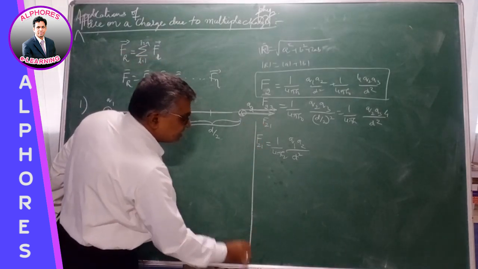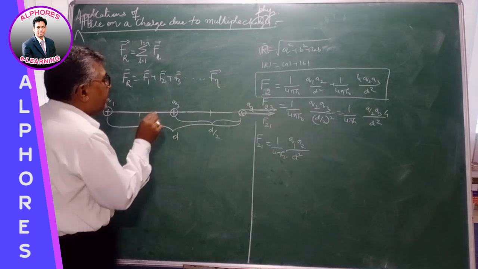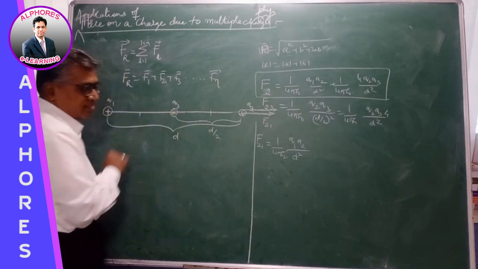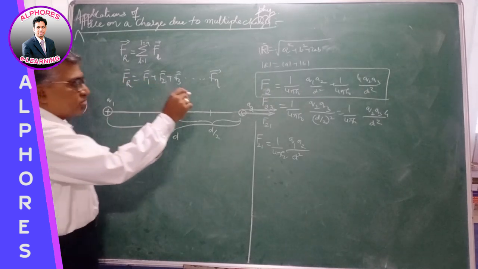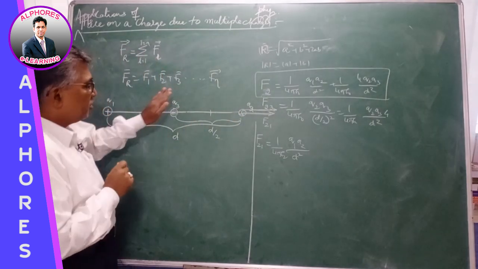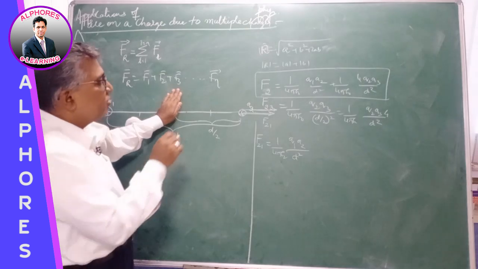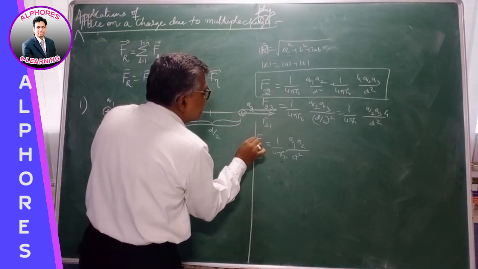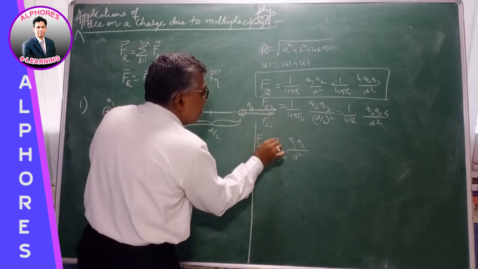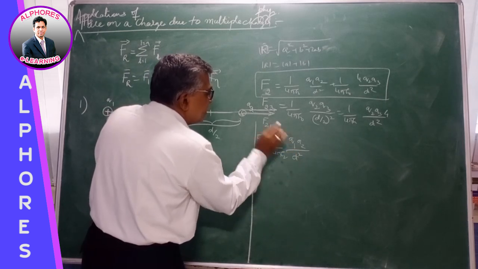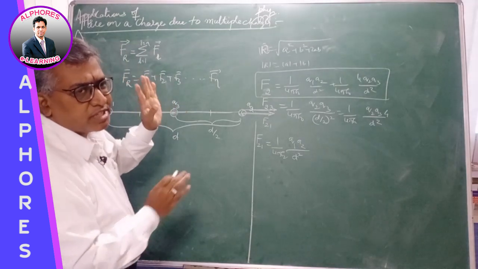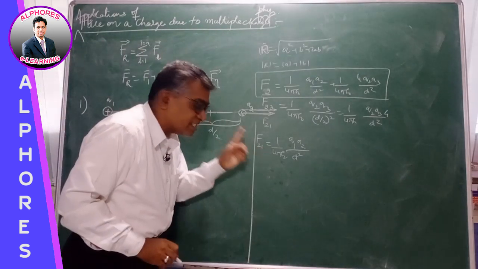Now let's consider if the third charge had been a negative charge, an unlike charge. What would be the force acting on the second? Before placing the third charge, the force on the second due to the first charge, F21, is 1 by 4 pi epsilon naught Q1 Q2 by d square. This remains the same. Even in the presence of the third charge, the force between the first two charges will not change. So this remains as it is.